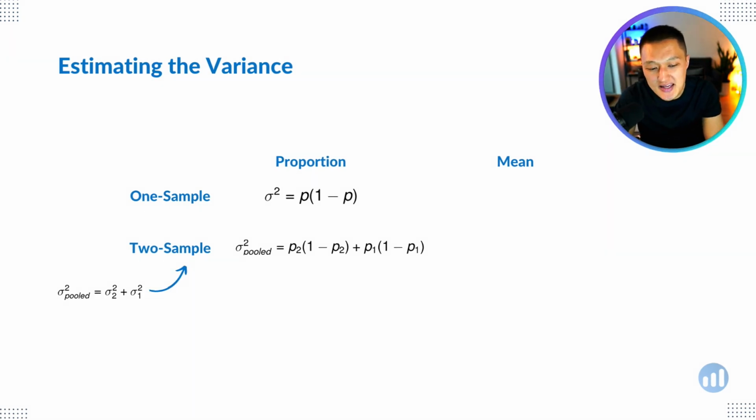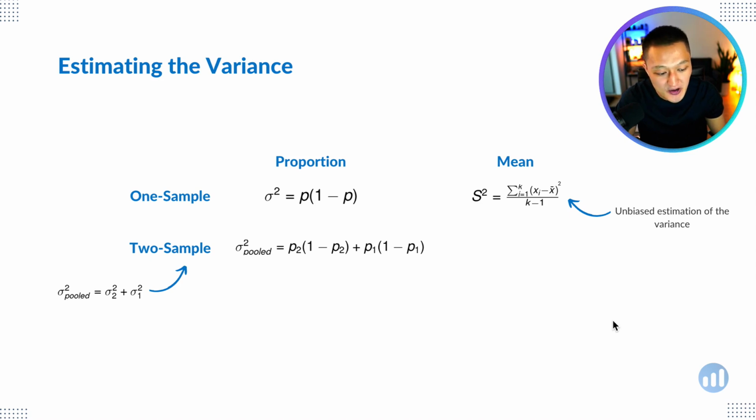Now, what about the mean case? When you're trying to estimate the population variance, you need the sample variance form, which is S squared, and that is equal to the summation of i equals 1 to K, K representing the sample size in this case, of Xi minus X bar, representing the sample mean, squared. And this is divided by K minus 1. The reason why you would divide by K minus 1 is because it gives you the unbiased estimation of the population variance.